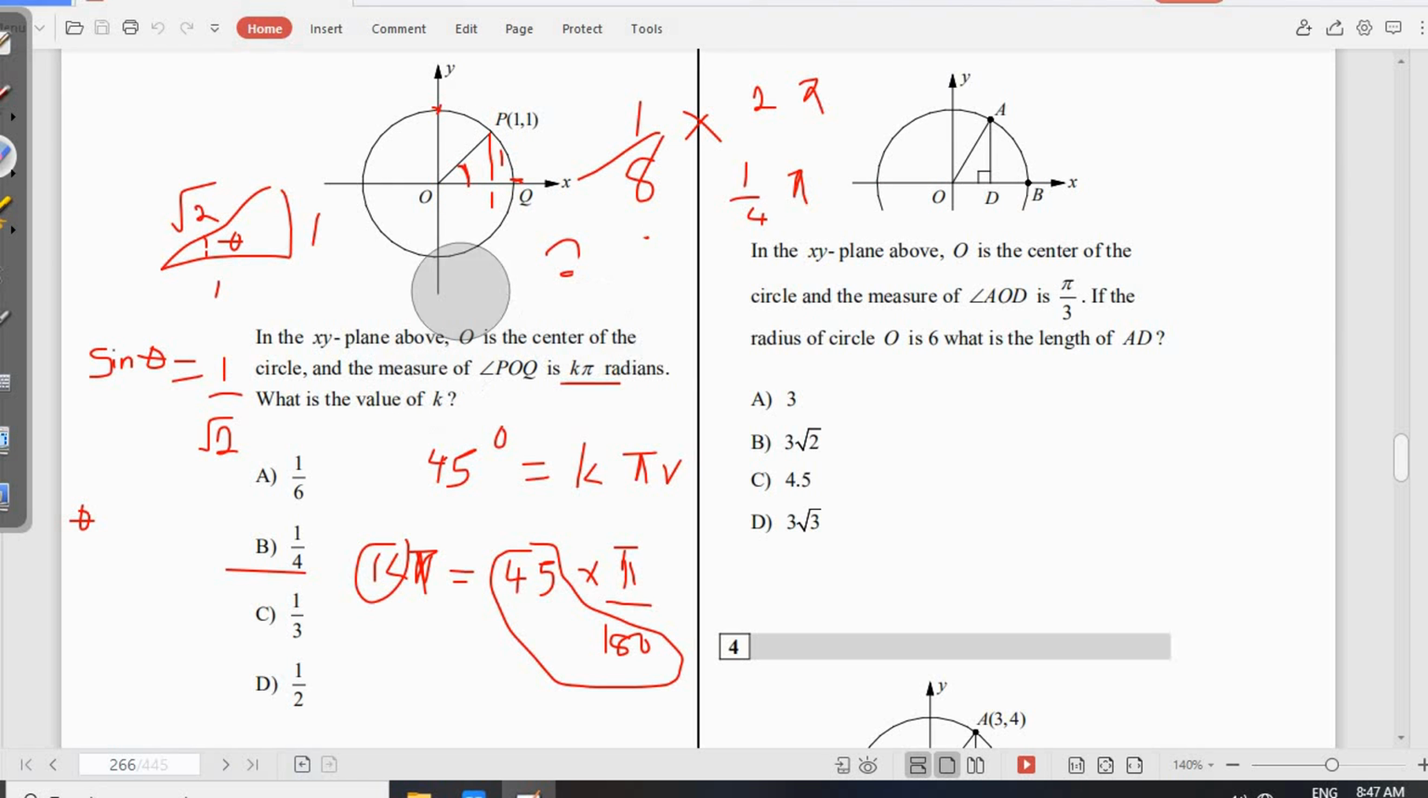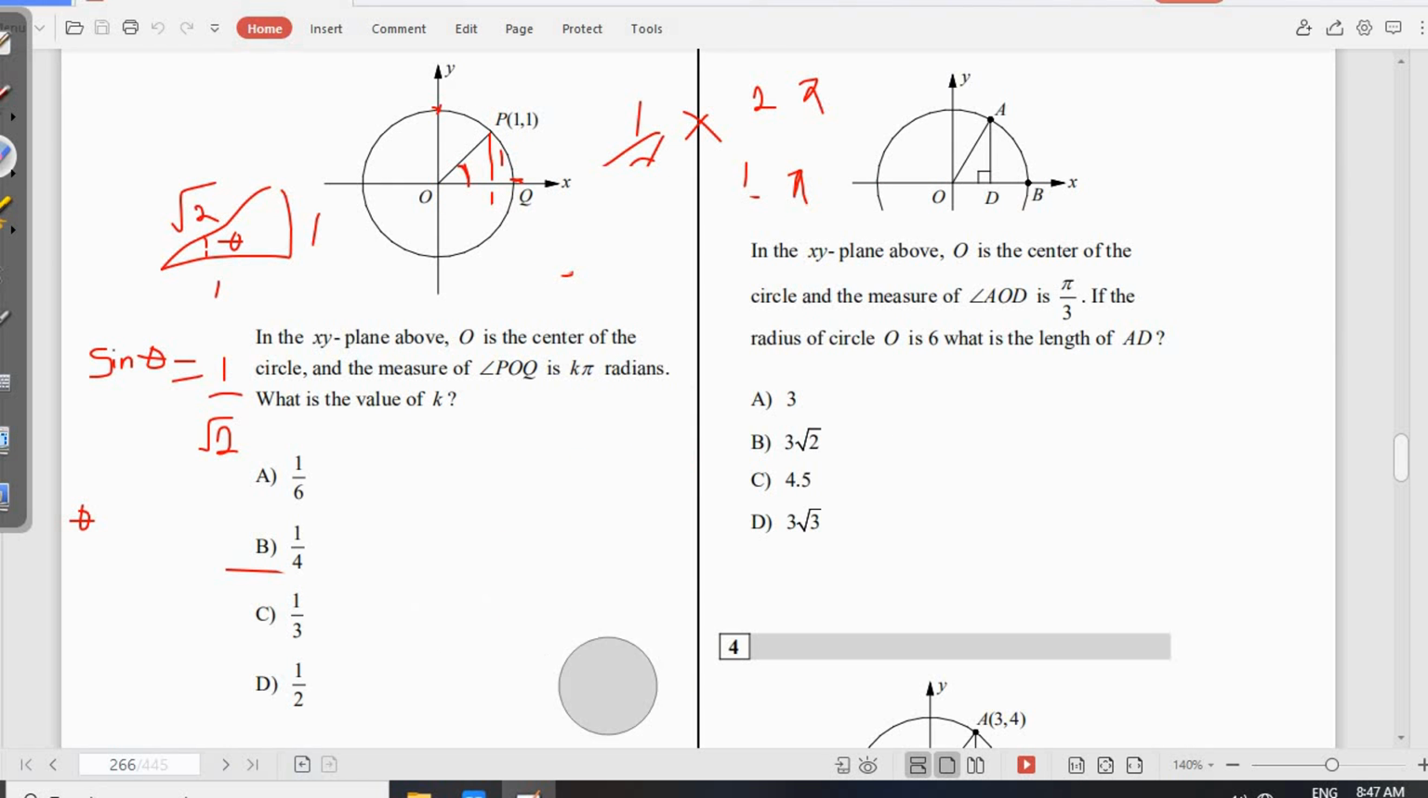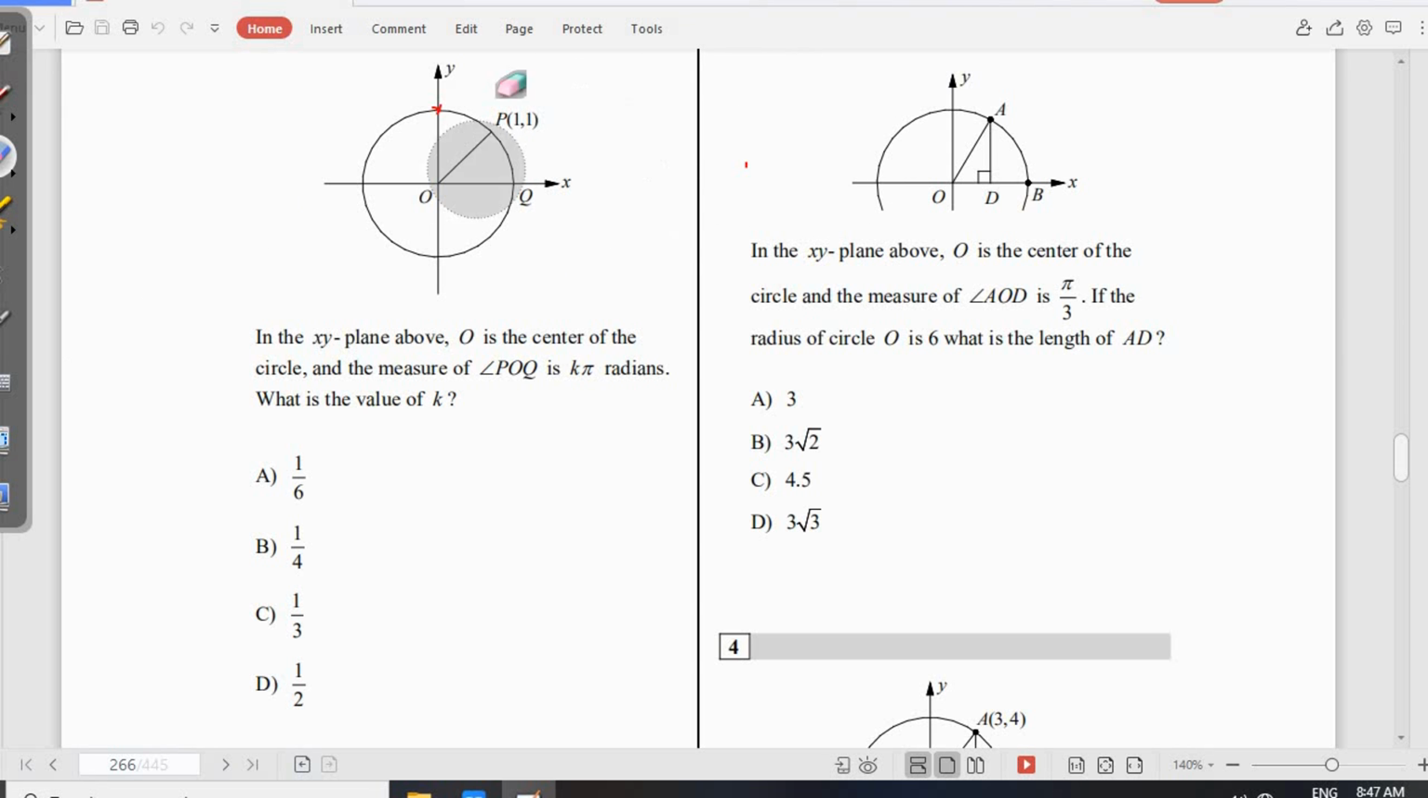So you can do it with either of the methods I just showed you. Using the 1 over 8 is when you are sure that this thing is half of this quadrant. If you don't know that it's half, then you'll not be able to use that 1/8. All right, let's move on to the next one.